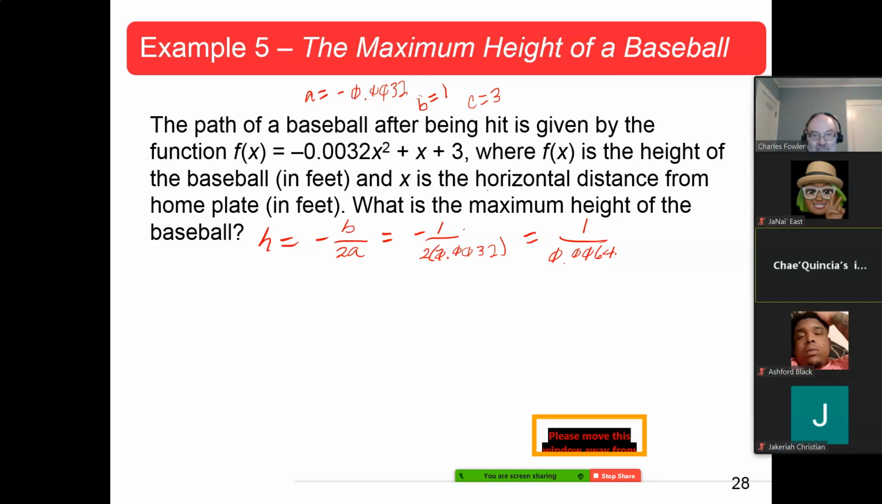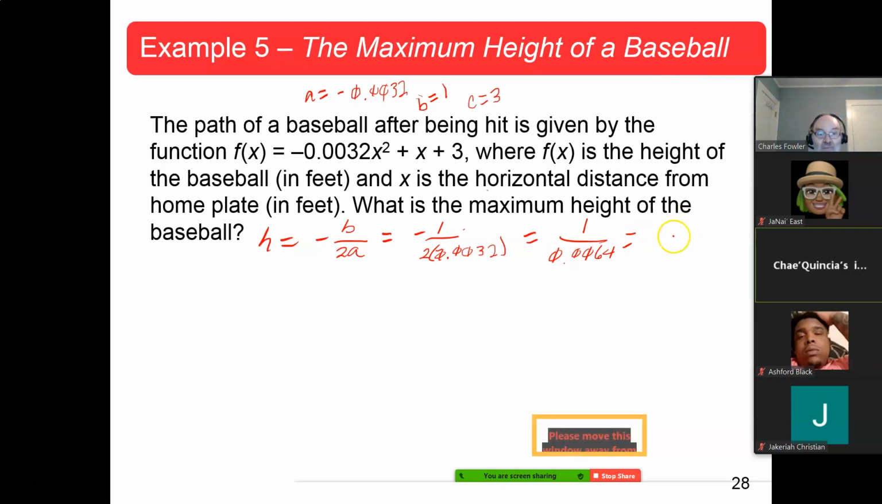Ah, there it came up. Okay. 1 divided by 0.0064 equals 156.25. Did anyone else get that? Okay. So there is your h. Okay, what does that mean?